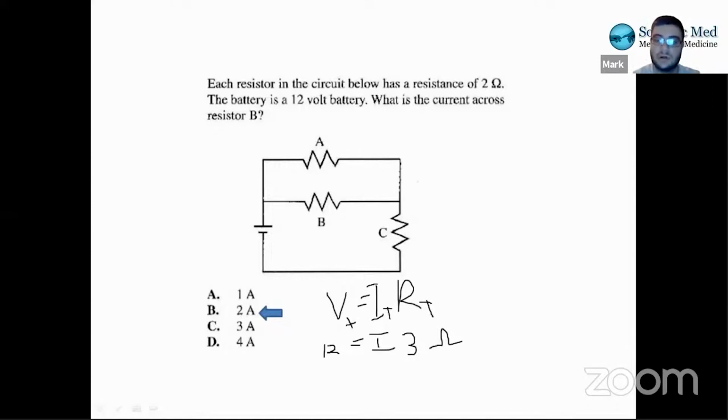Does that make sense? Somebody asked that in the chat. Okay. Any questions on this before I move on?